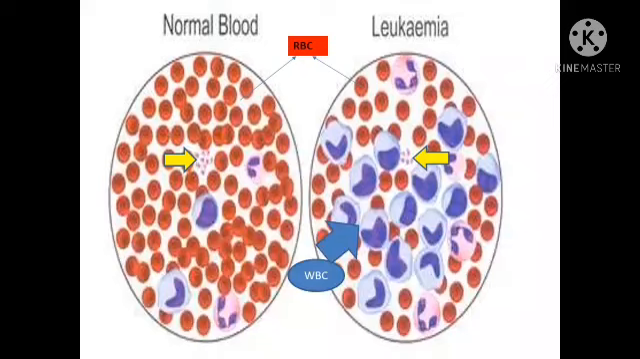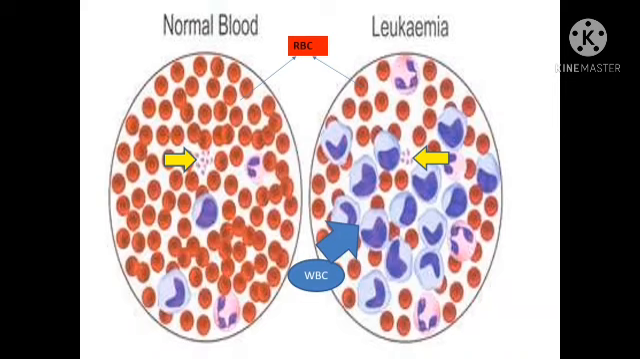Let me show you in simple image. On my left side of the image you have normal blood. Normal blood picture shows RBCs. The normal RBC count is 4 to 6 millions and the yellow arrow here is indicating platelets. The normal platelet count is 1.5 to 4.5 lakhs. The other cells are white blood cells. Normal white blood cell count is 4 to 11,000. This is about a healthy normal blood sample.